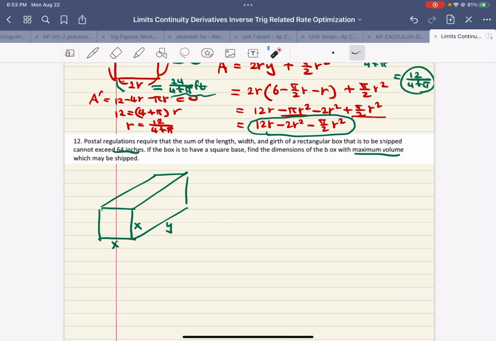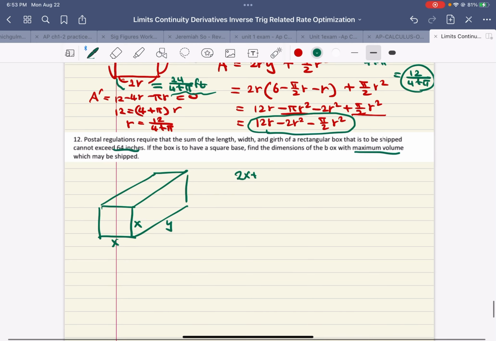And girth means, you need to know what is girth. Girth means this, length times width plus height. That's your girth. Okay. So you can say 2x plus y equals 64. Is that here? Cannot exceed 64. So you take the maximum 64 to have a maximum volume. And your volume is x squared times y.